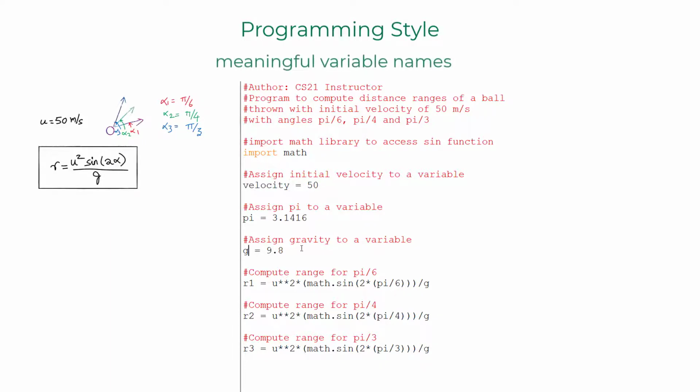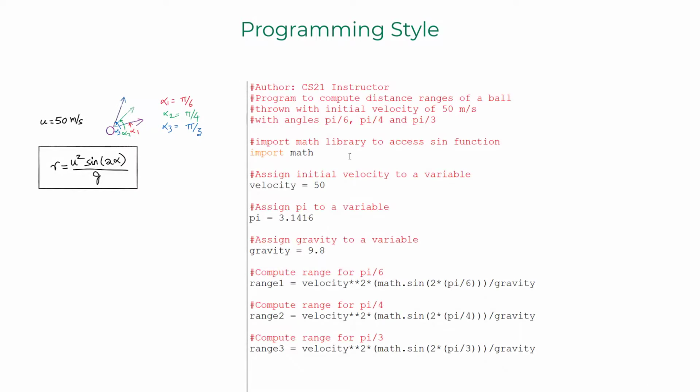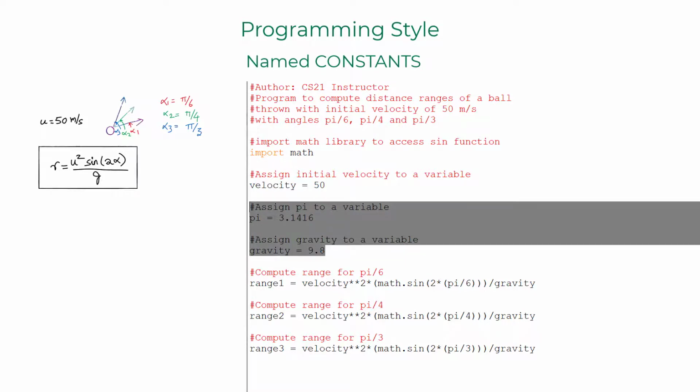The next improvement you can make is to rename the variables into something meaningful, like R2 as range 2 and R3 as range 3, G as gravity, and U as velocity. It's going to change the overall look of your program, and it's much more intuitive than what it was earlier. One final improvement for this code, we're going to use named constants in them.